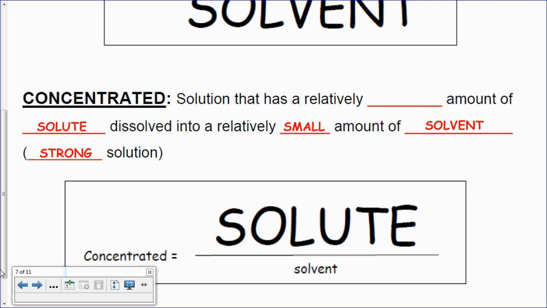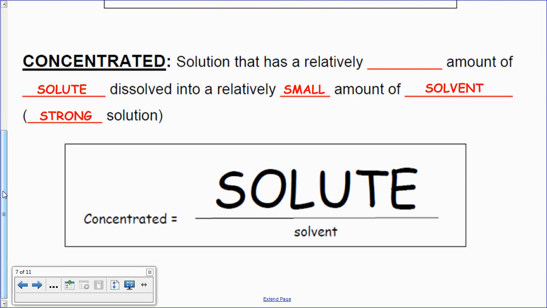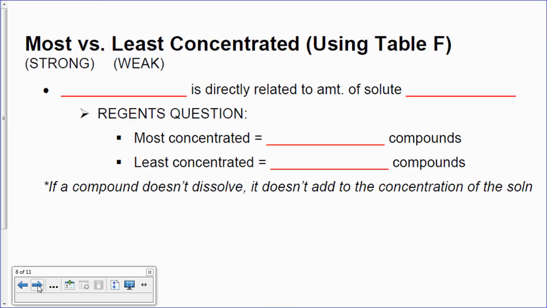So this would be like strong coffee. Lots of coffee grounds dissolved in a very little bit of water makes a very strong coffee, or a lot of sugar dissolved in a little bit of water makes a very strong iced tea solution. So solute, large, over solvent, small. So that's mostly concentrated. Difference between the two.